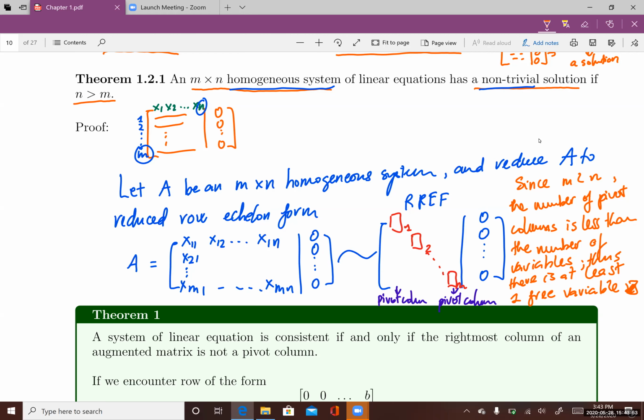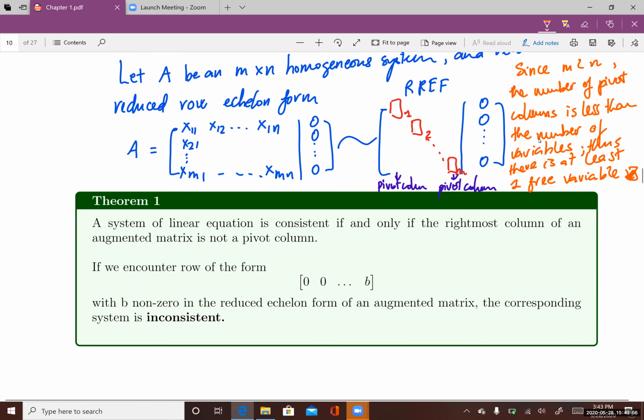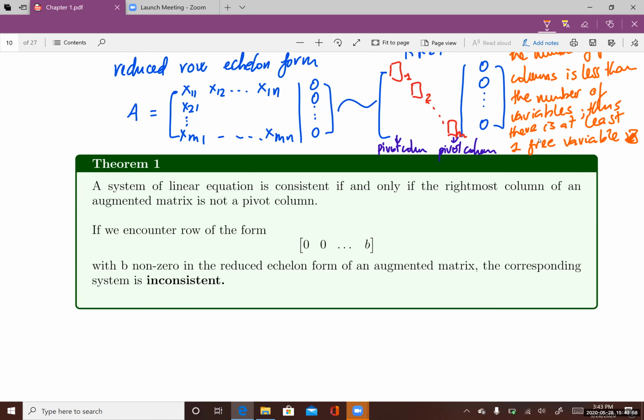Okay. And then there's another theorem about the system of linear equations. A system of linear equations is consistent if and only if the rightmost column of an augmented matrix is not a pivot column. And then if you encounter a row of the form here in your augmented matrix, then your system is inconsistent.